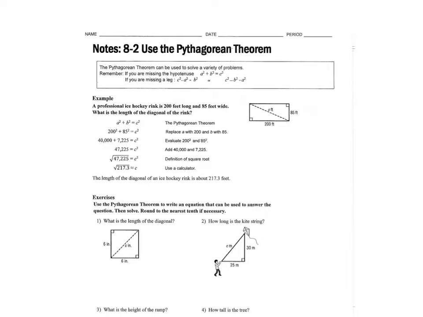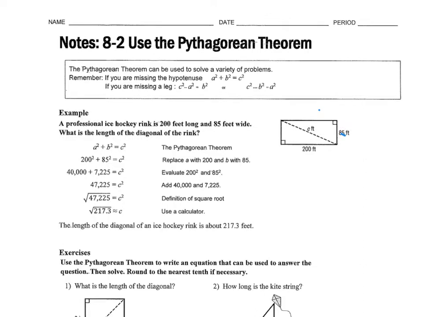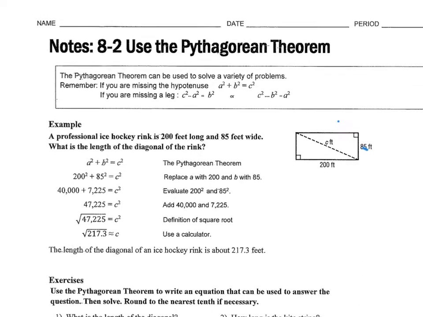Okay, 8-2, use the Pythagorean theorem. So using the Pythagorean theorem in word problems is kind of what that means, and just some keywords that you'll want to look for. The Pythagorean theorem can be used to solve a variety of problems.